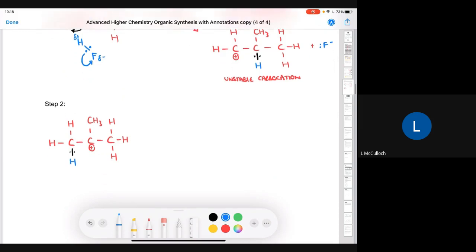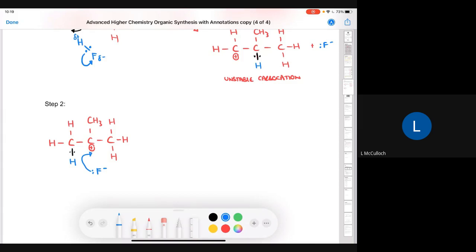So what will happen here is you've got a negatively charged fluoride ion and a positively charged carbocation. So what's going to happen is the fluoride ion will attack the positively charged carbon and will form a bond in between the carbon and the fluorine. So let's look at how that's going to work. So I'm going to bring my fluoride ion here, and what will happen is the lone pair of electrons, or one of the lone pairs of electrons on the fluoride ion, will attack the positively charged carbon and will form a bond.